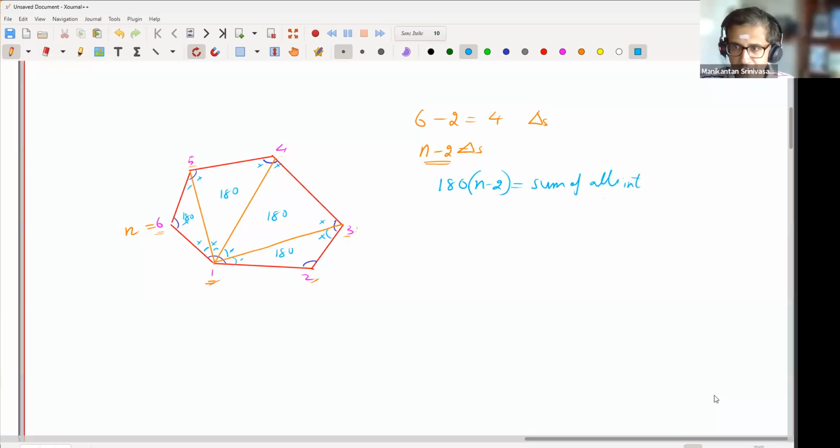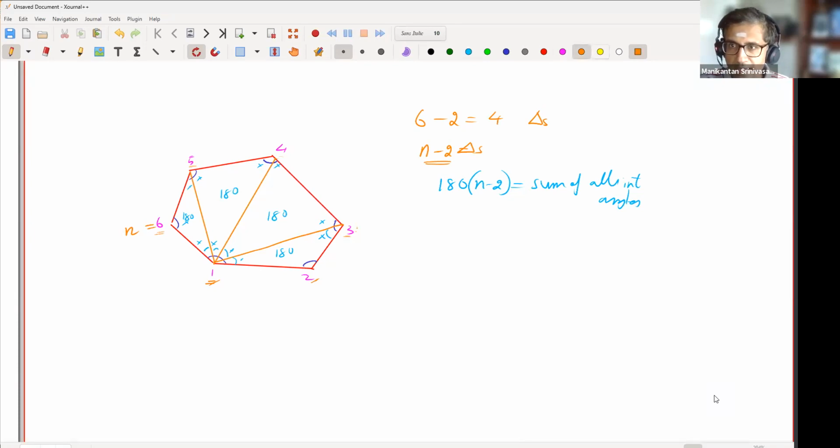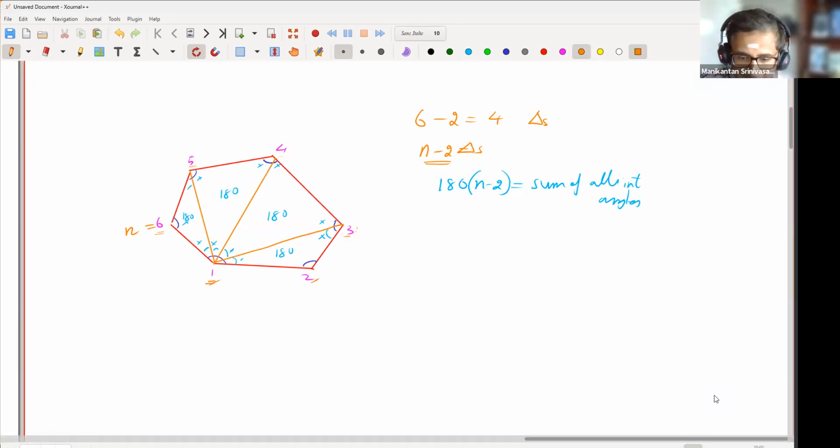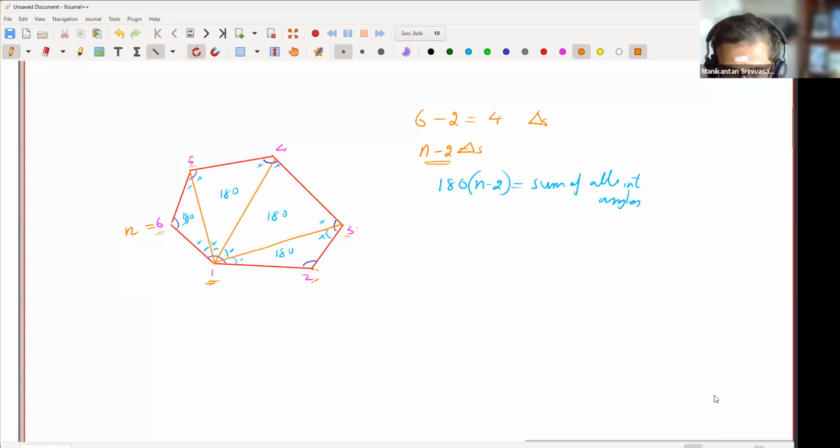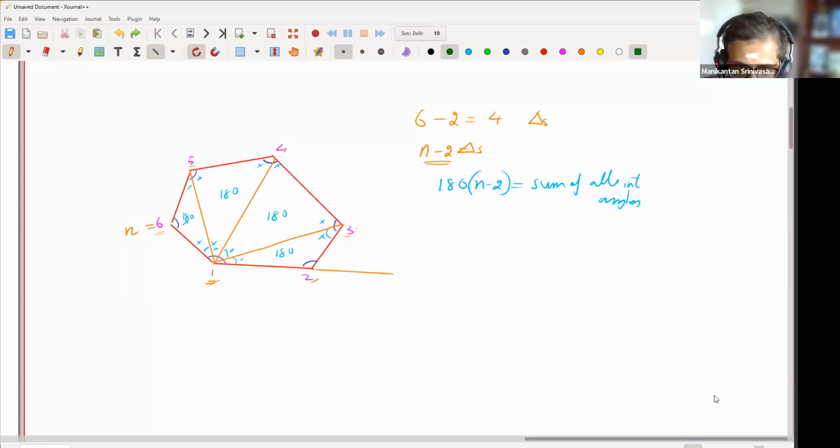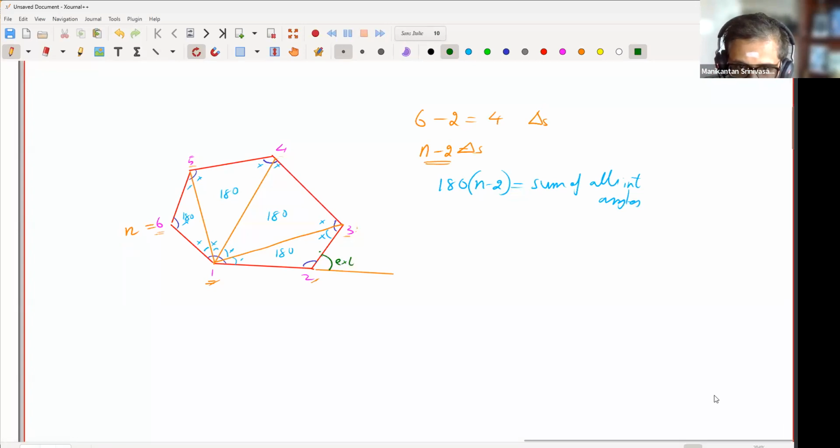Now, similarly, let's try to analyze what's the sum of all the exterior angles. So what's an exterior angle? I can go to any vertex and extend one of these sides. If I extend this side, now this angle becomes the exterior angle. This angle becomes the exterior angle.